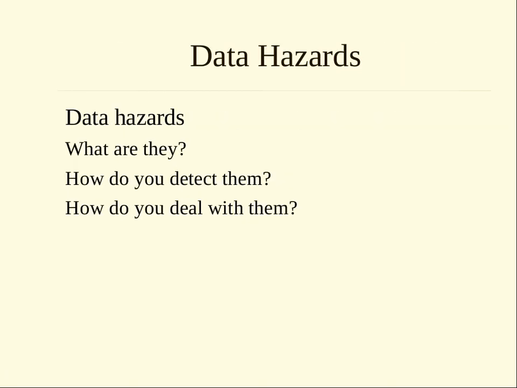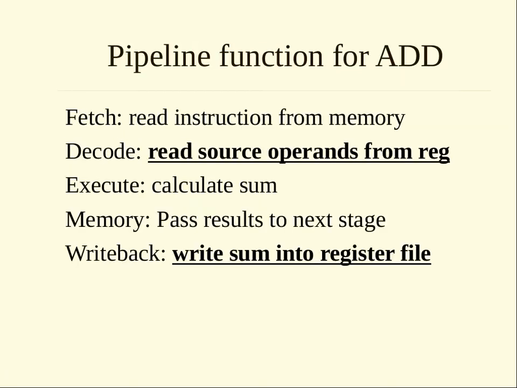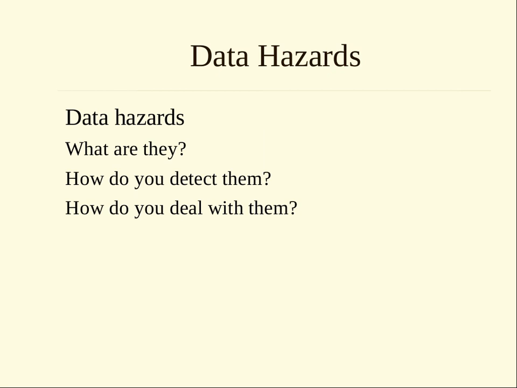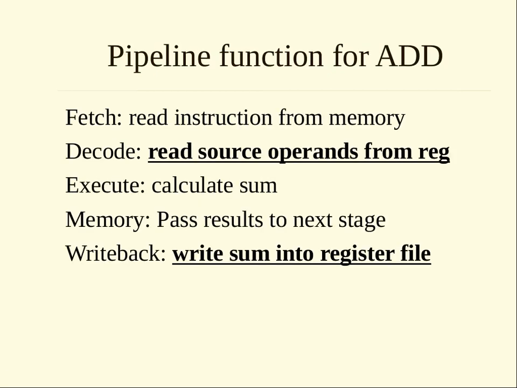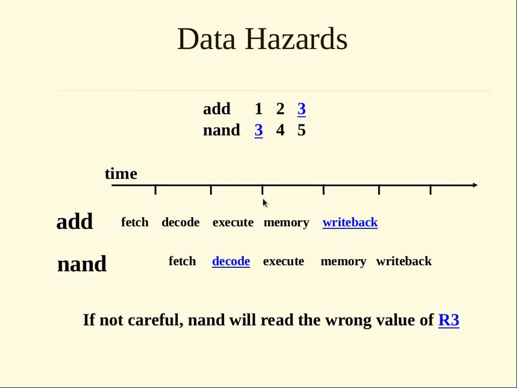All right, so data hazards: what are they, how do we detect them, and how do we deal with them? When do they happen? Decode needs to read the source operands from the register file, but the sum may not be written until write back. So there's this time problem. That's a pipeline for add. Looking at it pictorially, here's that add and NAND I was just talking about. The 3 is not written back until write back, but NAND needs it at decode, which happens here.